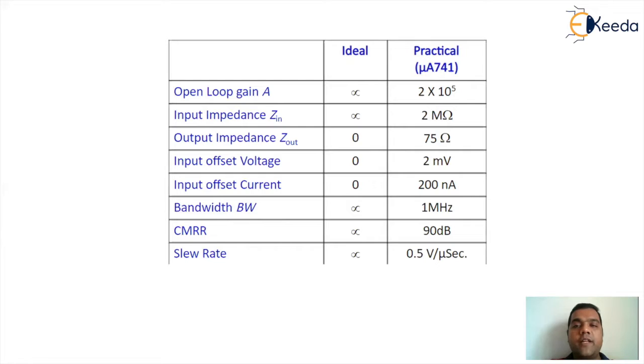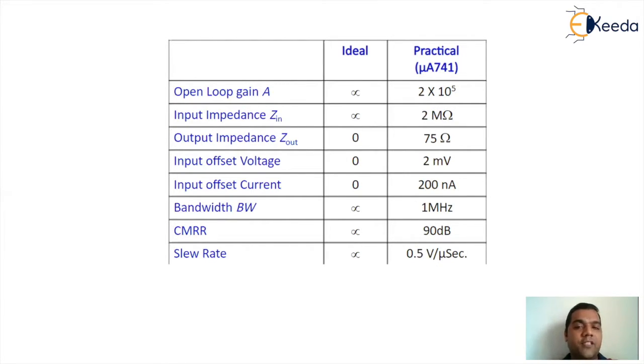Input offset voltage ideally should be 0. Practically it is 2 millivolt. Input bias current ideally should be 0. Practically it is 200 nanoampere. Bandwidth ideally should be infinite. Practically it is 1 megahertz.